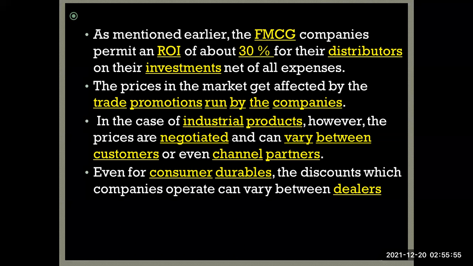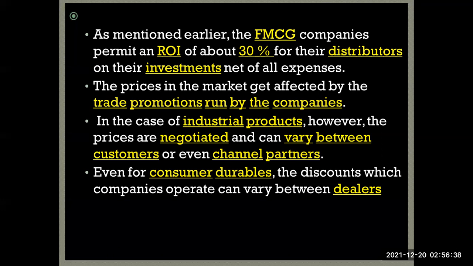As mentioned earlier, the FMCG companies permit a return on investment of about 30% for their distributors on their investment, net of all expenses. It is believed that companies should give at least 30% margin to intermediaries and distributors. It may be 20% to the wholesaler and 10% to the retailer, or 10% to the wholesaler and 20% to the retailer. Anyhow, as per their convenience, they give the margin. Whose role is more important should be given 20% margin, and whose role is less important should be given less margin.